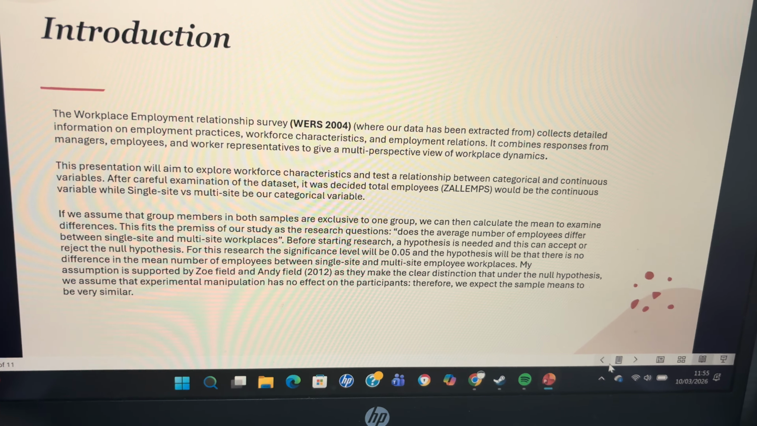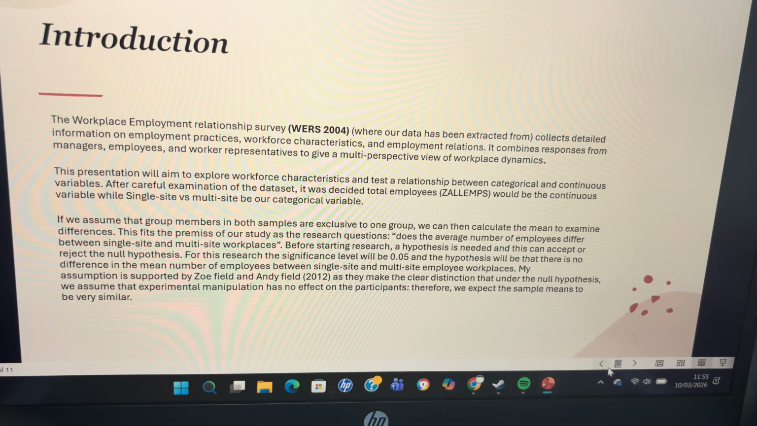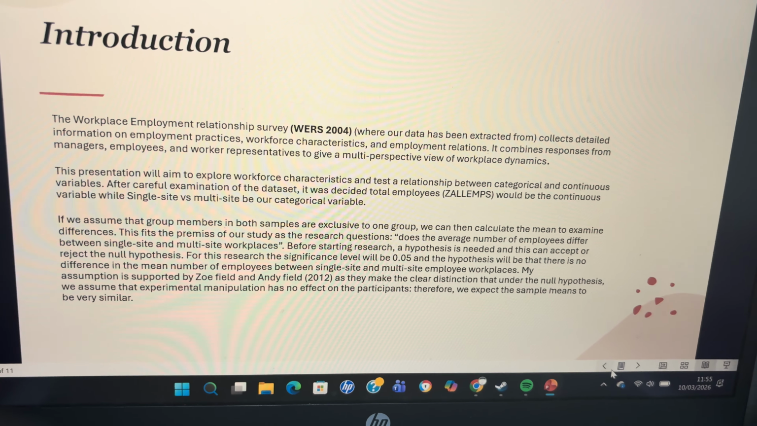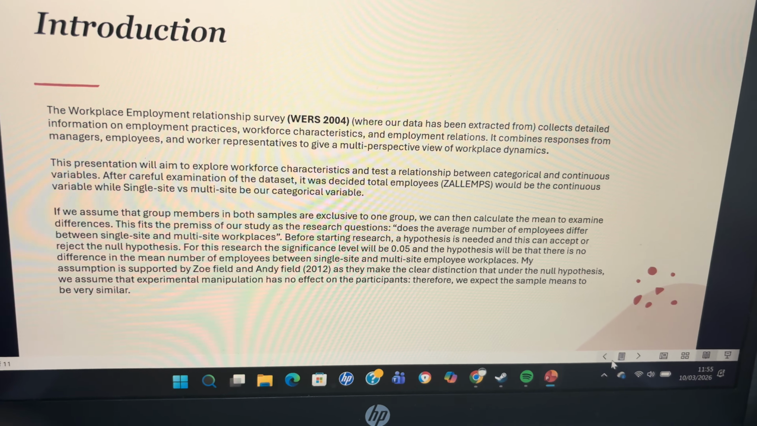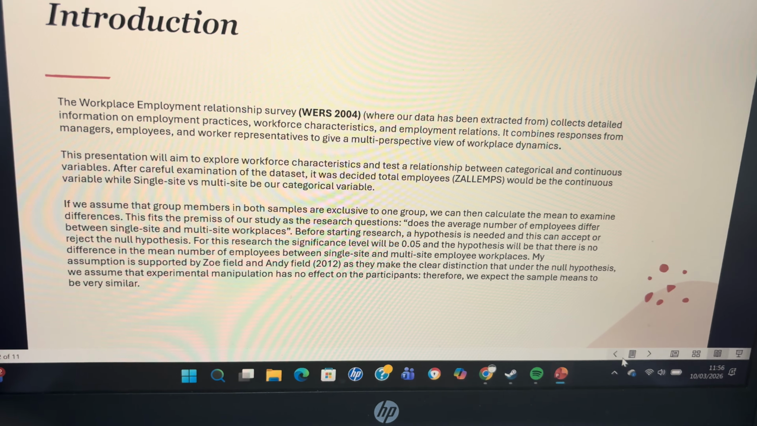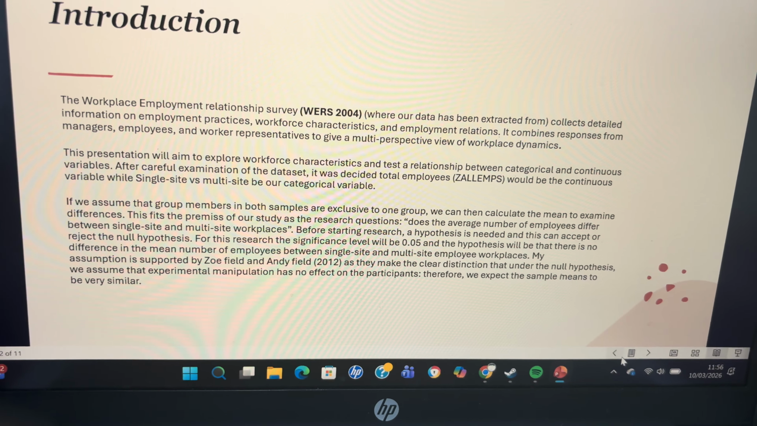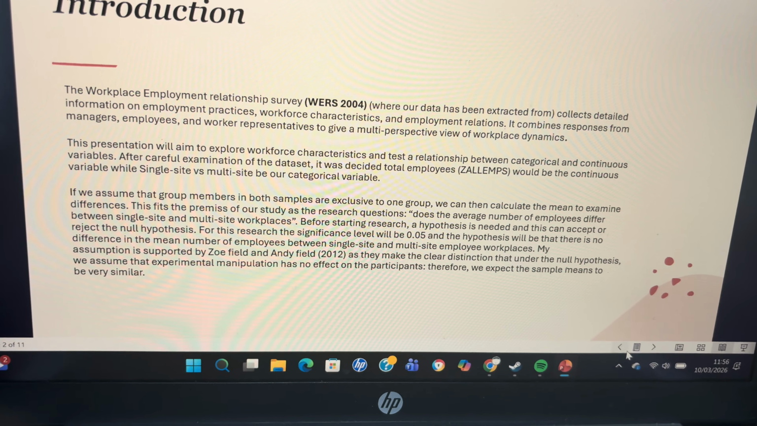Before starting research, a hypothesis is needed, and this can accept or reject the null hypothesis. For this research, the significance level will be 0.05, and the hypothesis would be that there will be no difference in the mean number of employees between single-site and multi-site employee workplaces.